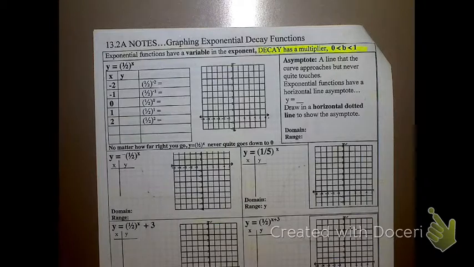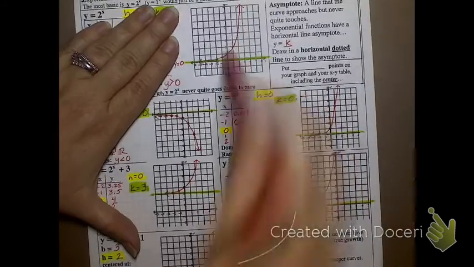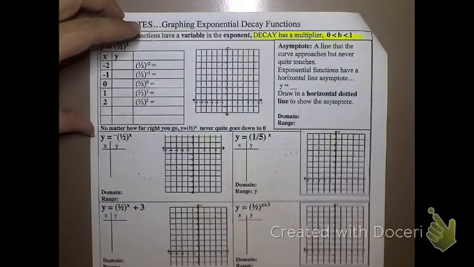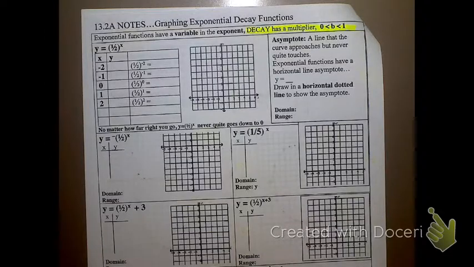Now, that does not change a darn thing about the way we graph it, other than the fact that when you plug stuff into your calculator, you're going to have to plug a fraction in. That's the only thing it changes. Now, your graph will turn out slightly differently. Remember yesterday? How could you tell from a graph that it was growth? It's moving away from the asymptote. Decay is the opposite. It's going to be moving towards the asymptote. Okay? So let's see what this looks like.